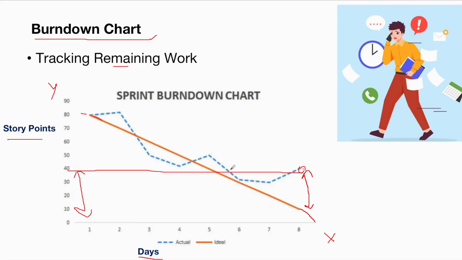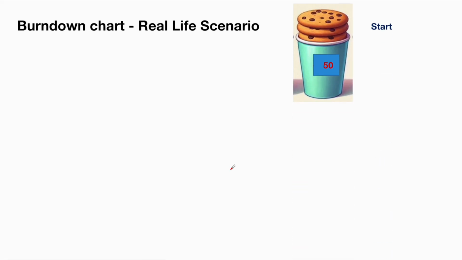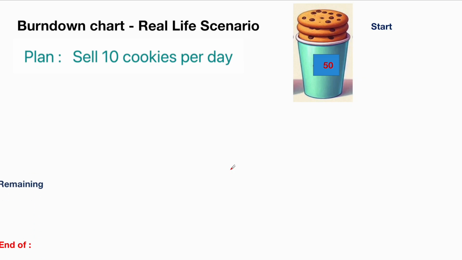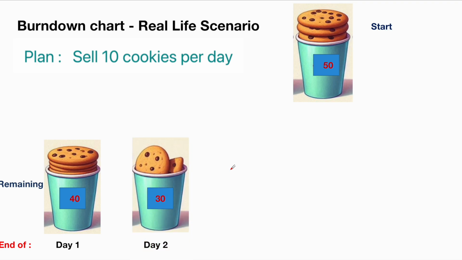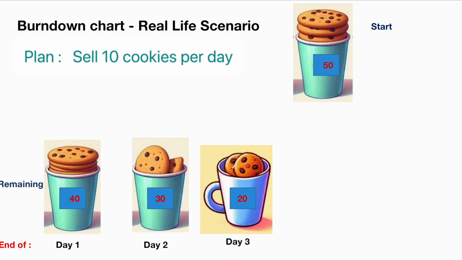Let us understand the burn down chart with a real life scenario. Imagine you are planning to sell 50 cookies in 5 days. At the end of day 1, you will have 40 cookies remaining because you have already sold 10 cookies on day 1. Similarly, at the end of day 2, you have sold another 10 cookies. It means 30 cookies are remaining.